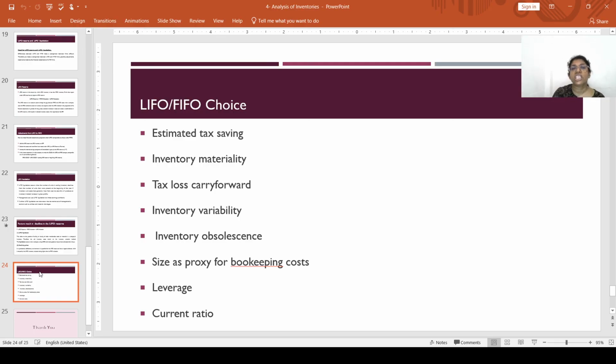So based on these factors, the LIFO and FIFO choice is at the discretion of the management. But remember, according to LKAS 2, we have to go for FIFO as well as the weighted average method.